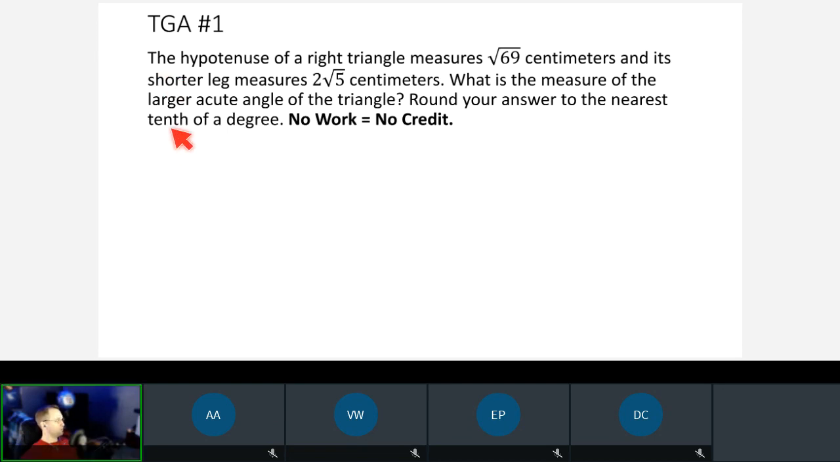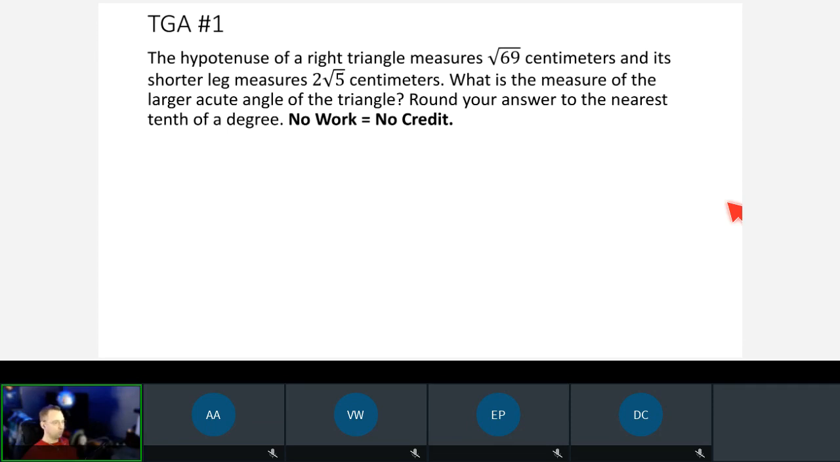So remember, 10th is 1 decimal place. Do not mess this up. I will mark your entire problem wrong if you do not round to 1 decimal place. Also, round correctly. If you're off by a 10th of a point for your degree, I will mark it wrong. So draw a picture. Label what it's telling you. It wants to know the larger acute angle.